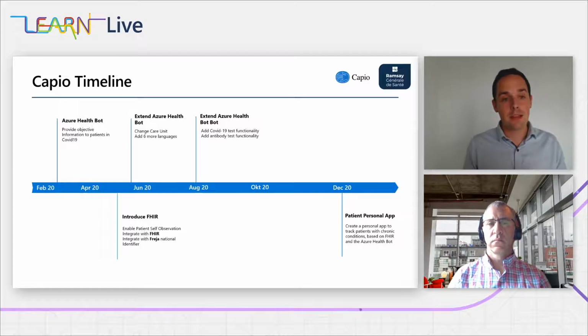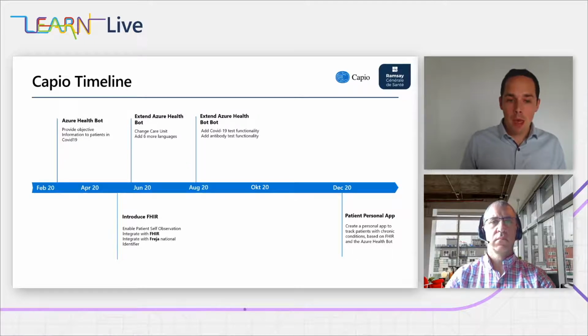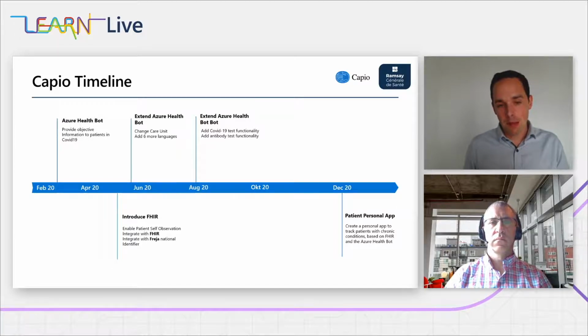And then, of course, they extended it with the vaccine, the COVID-19 test, the antibody test. They even used it in the mass vaccination. And now we're actually also working on a patient personal app. So that went live in December. It's now going to France also, where they're monitoring patients with hypertension.